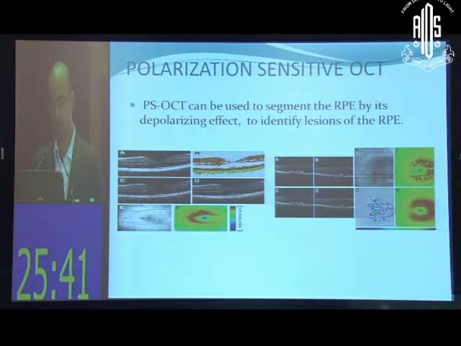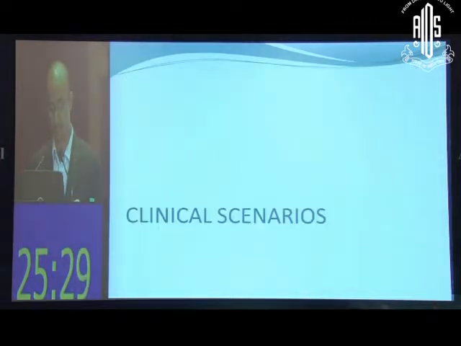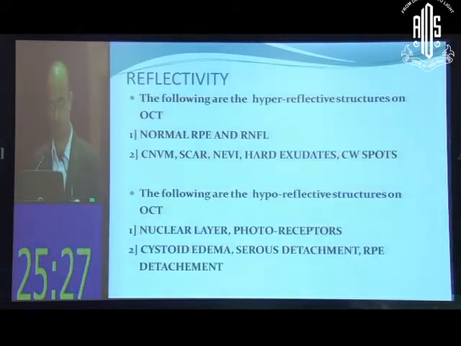Also, the polarization effect can be used for taking the scans, especially since the RPE has a depolarization characteristic, and this characteristic can be used to identify drusen.